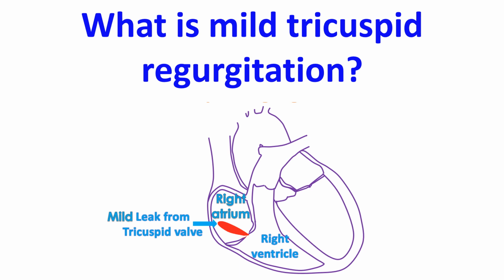Tricuspid regurgitation is a leak in the valve between the right ventricle and right atrium. The right atrium is the upper chamber from which the right ventricle, the lower chamber, receives blood when it relaxes after a contraction. The tricuspid valve normally prevents backflow of blood into the right atrium when the right ventricle contracts and pumps blood to the lungs for oxygenation.